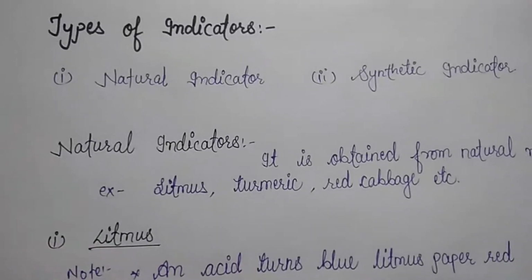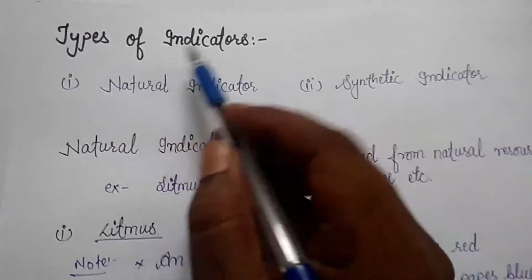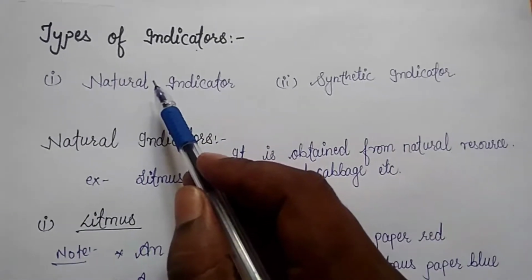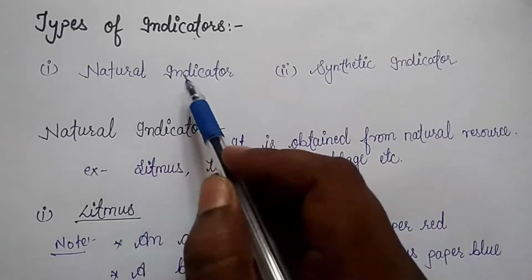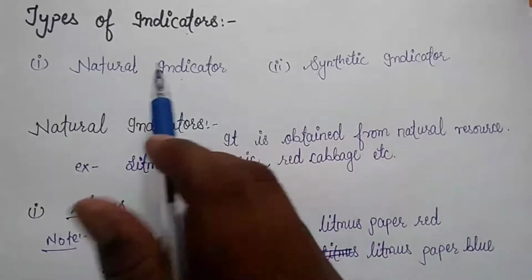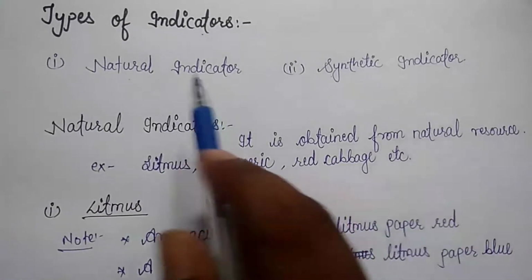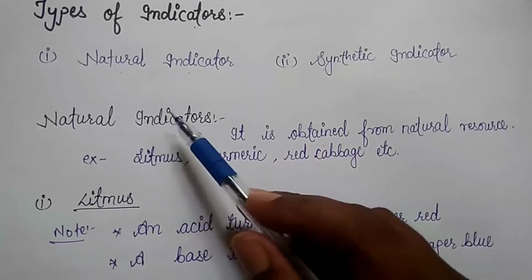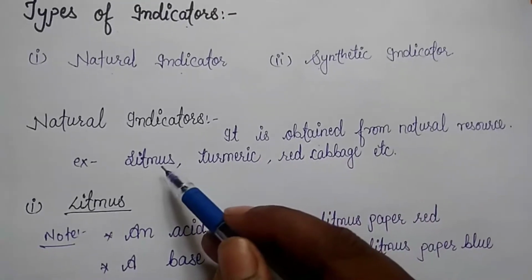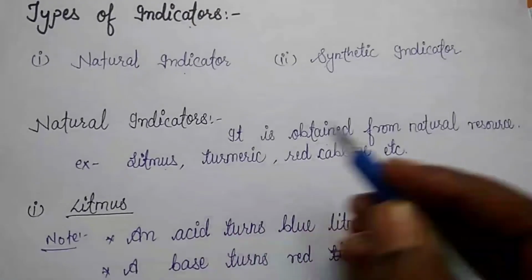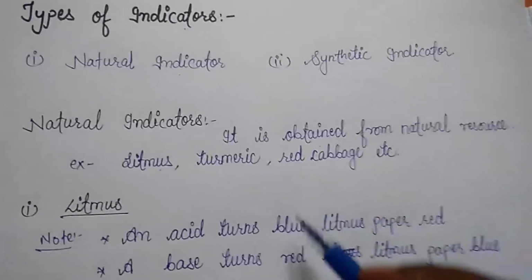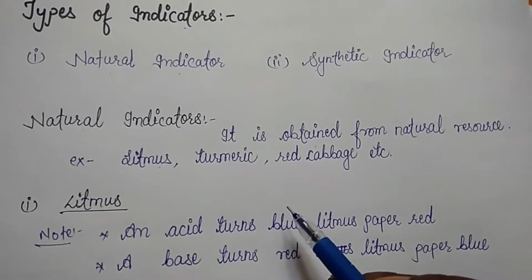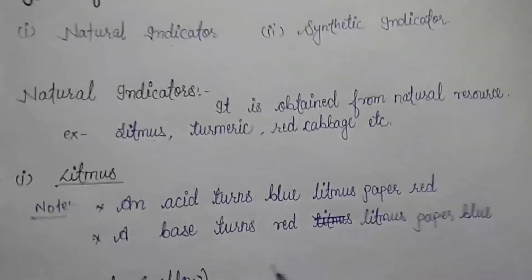Clear, children? Now the second point is types of indicators. See children, there are commonly many types of indicators, but here we have to read about natural indicators and synthetic indicators. Natural indicators are those indicators which we obtain from natural resources. Clear? For example, litmus, turmeric, red cabbage, etc. Now one by one we are going to read how these indicators tell us that the aqueous solution is acidic or basic by changing their colors.